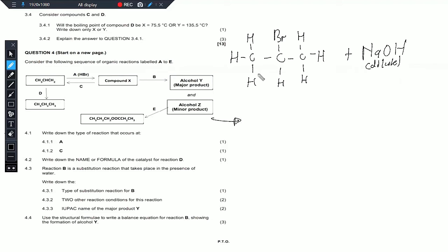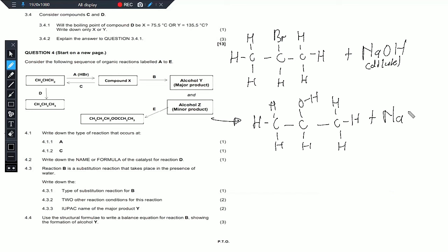That means here we are performing a substitution reaction. So in the place of Br, you put OH, right? And then there you go. Now the Br that came out from there will react with the sodium and form a byproduct, sodium bromide, right? That's all you were supposed to indicate there.